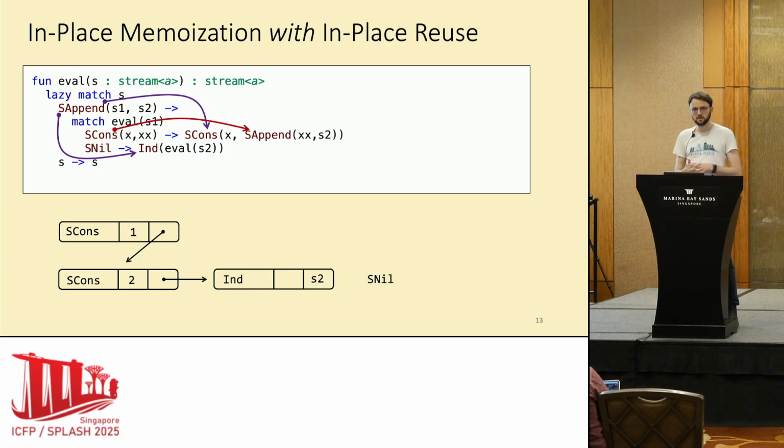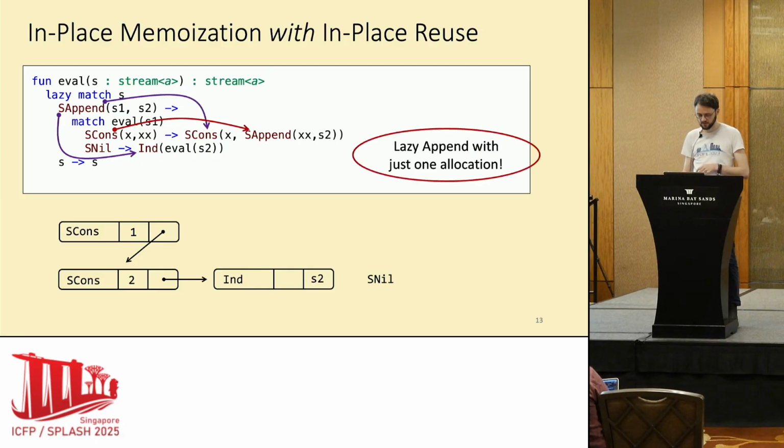The important thing about this optimization is that if the first stream has fully unique reference counts, we can do a lazy append function with just one allocation, namely for the initial S-append lazy constructor, which ends up becoming an indirection node in the end.